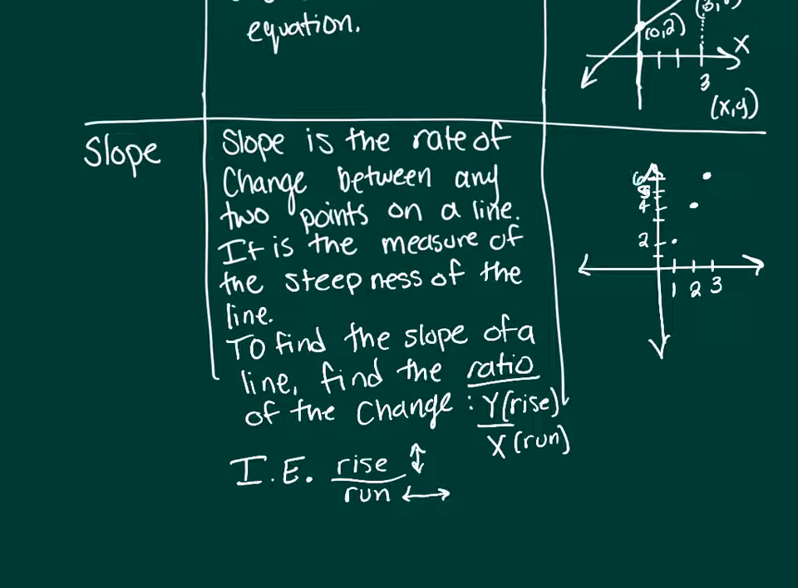I'll put 5. There we go. So that's a little bit more proportional. Now I connect those lines, and I draw this straight line. Remember to put your arrows at the end of your line.